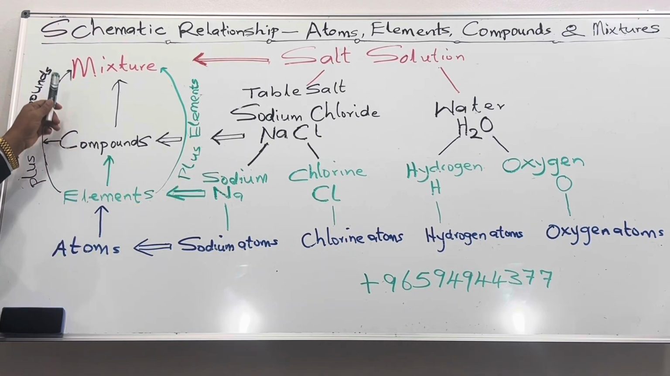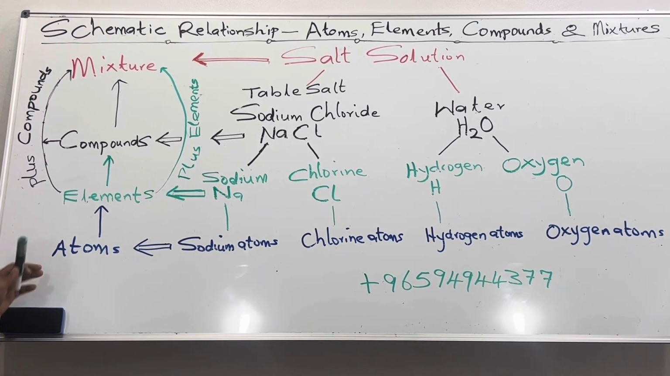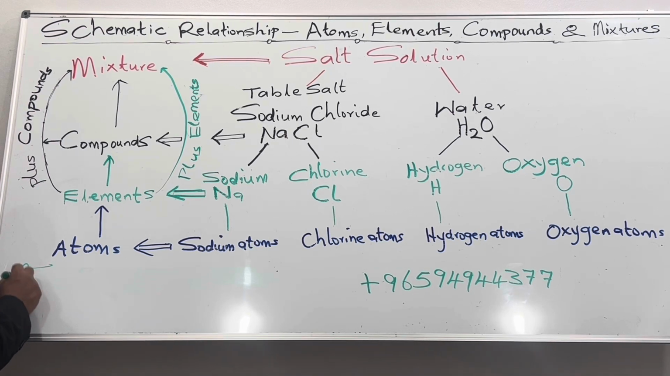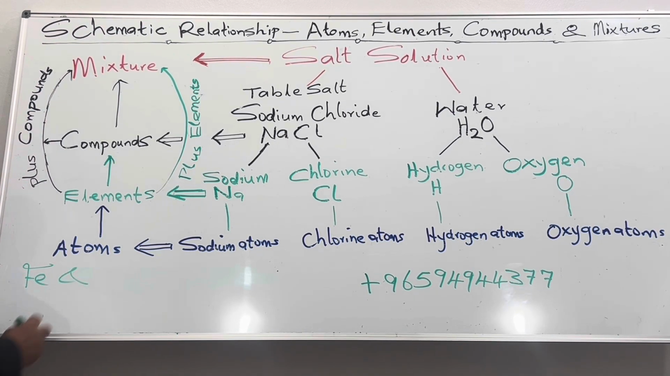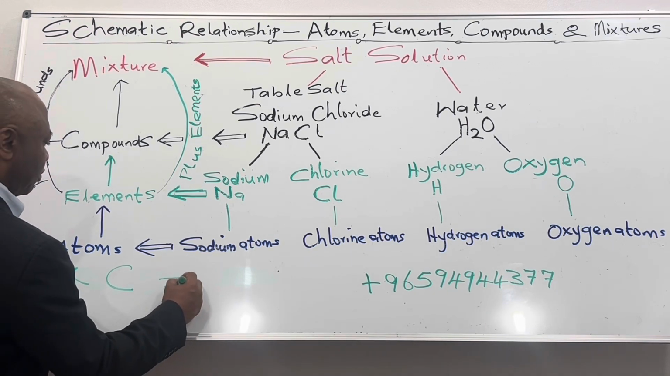The formation of a mixture is not limited to compounds only. There are situations when you have a mixture made up of elements combined through a physical process. An example is when you have the elements iron and carbon combining through a physical process to form the mixture steel.